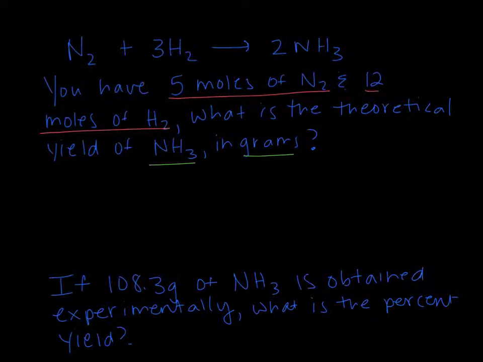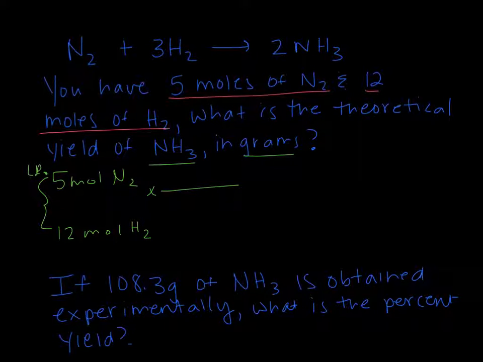So I'm going to start with 5 moles of N2, and I'm going to go ahead and write down 12 moles of H2 so I don't forget to take a look at that too. So again, this is a limiting reagent problem because I'm given two different reactant amounts. So next I have to do a mole-to-mole ratio, N2 to NH3. So I have 1 mole of N2 to 2 moles of NH3.